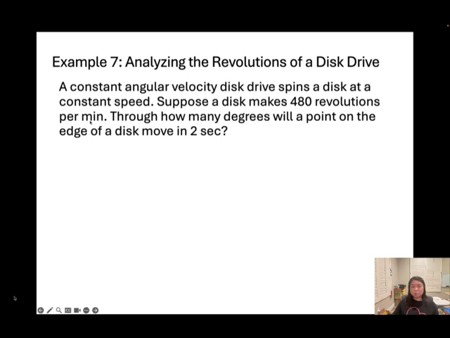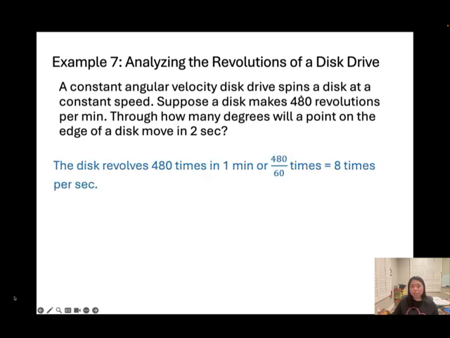So 1 minute equals 60 seconds, right? So we're going to do 480 revolutions divided by 60. Okay, we're going to change from minutes to seconds. And we find out that will be 8 revolutions per second.